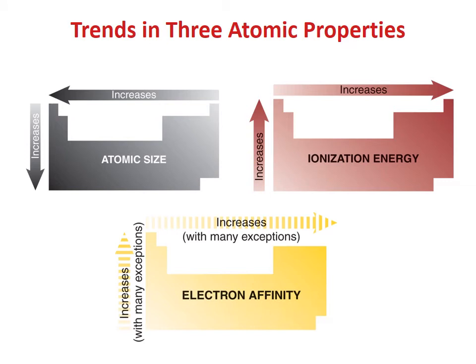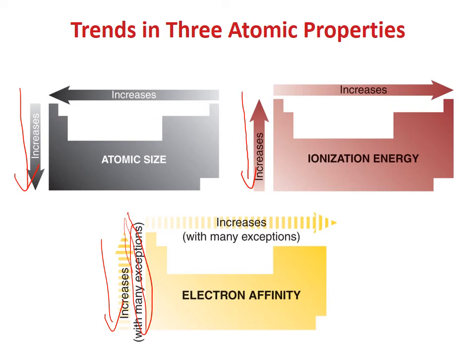In summary, in the periodic table, going down a group, the principal quantum number increases, electrons become further away from the nucleus, and so the atomic size increases. Because electrons are further away, it's easier to remove them, so ionization energy decreases down a group. And because they are further away, adding an electron is not favorable, and therefore electron affinity decreases or becomes less negative, but with many exceptions.